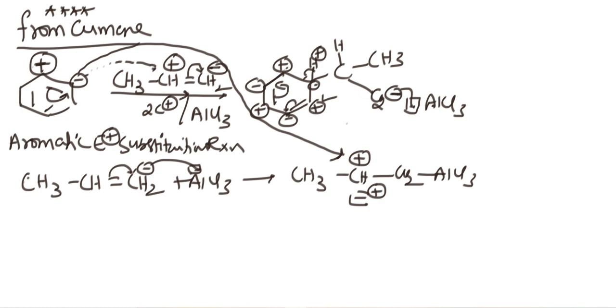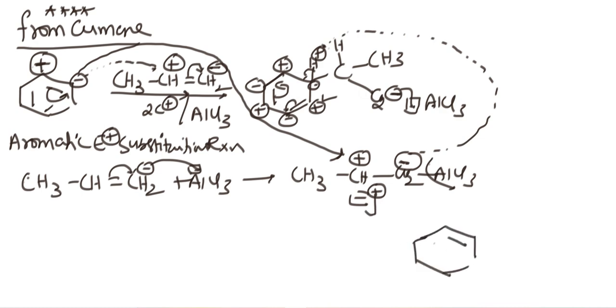This positive charge is connected to this AlCl3. Whenever an H plus ion is generated, AlCl3 is leaving. This negative charge is connected to this positive charge, and after that it forms cumene like this. This is CH, CH3, CH3. This is called an aromatic electrophilic substitution reaction.